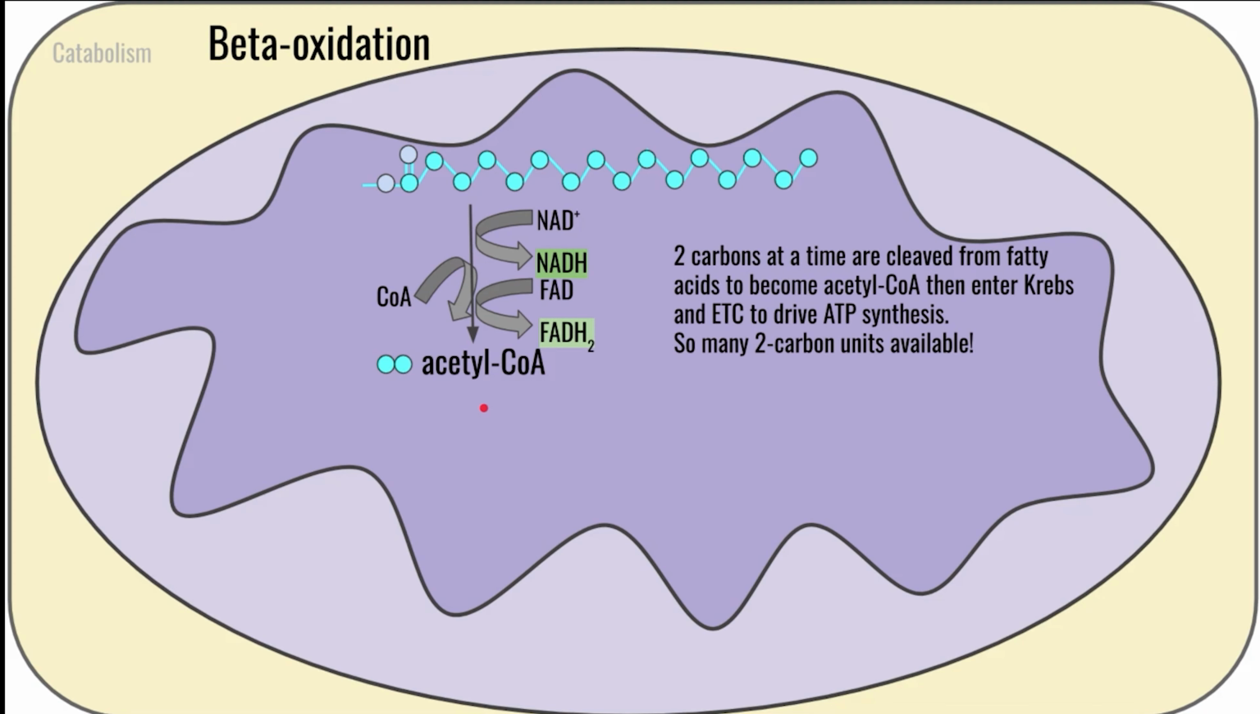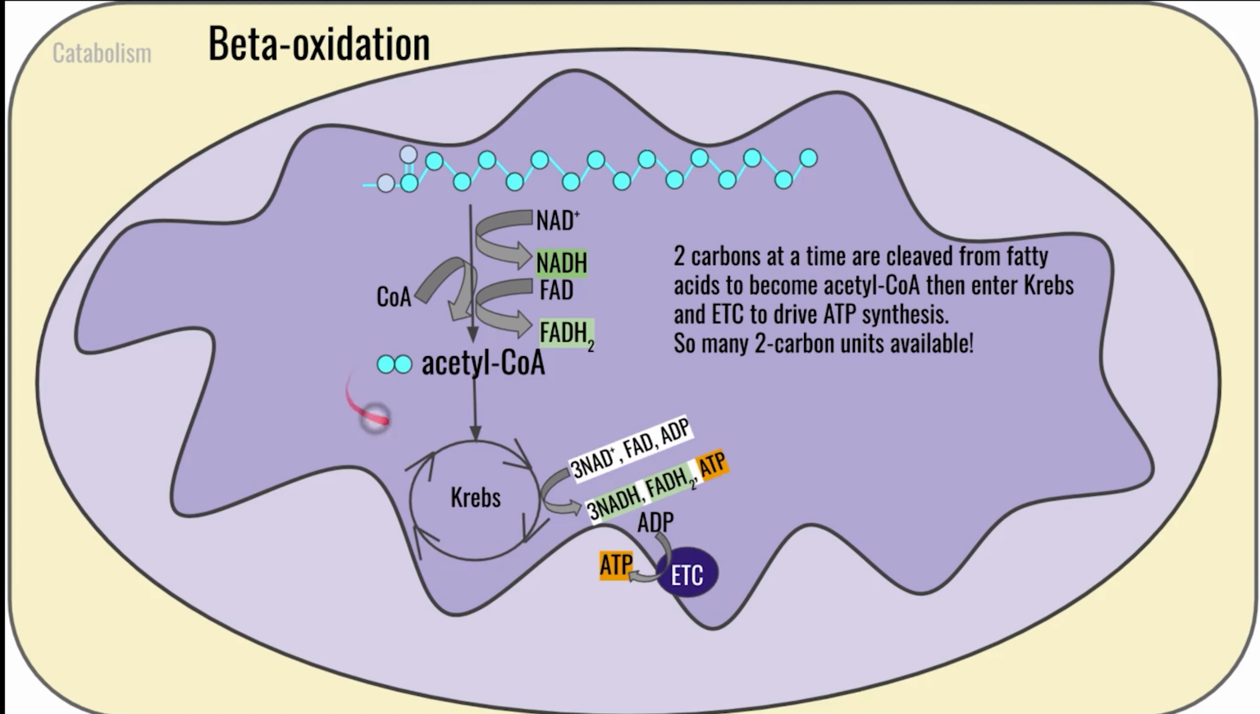Now, something else that I would like you to appreciate is how many 2-carbon units we have in this fatty acid. And fatty acids can come in much longer lengths than this particular one. So just think about how in fatty acids, we have so many opportunities to cleave off 2-carbon units that we then shuttle into the Krebs cycle and can use to synthesize ATP.